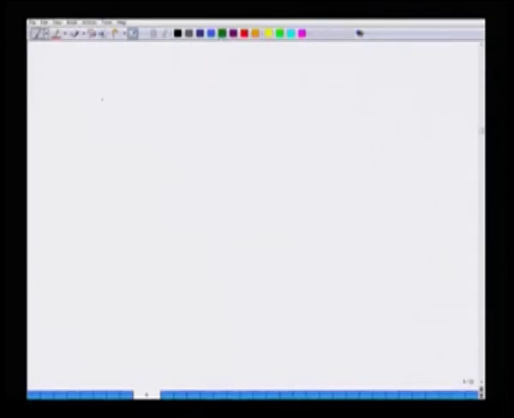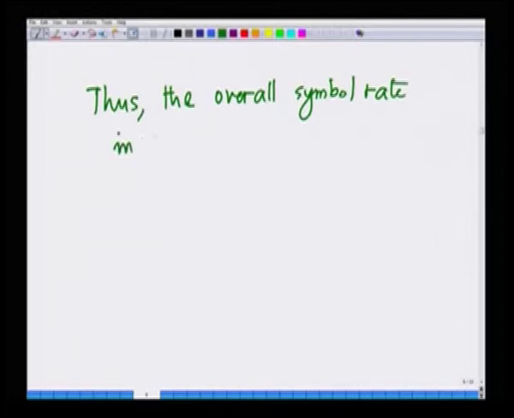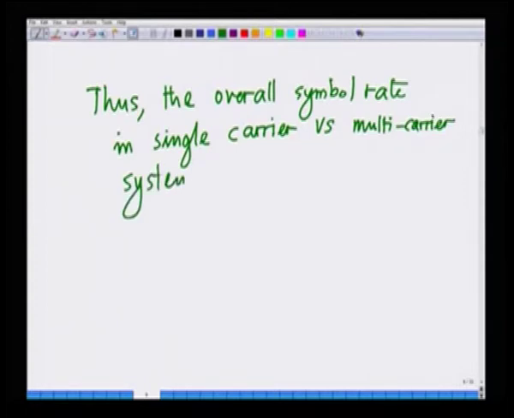So, let me summarize that idea. Thus, the overall symbol rate in single carrier versus multi-carrier systems is unchanged.